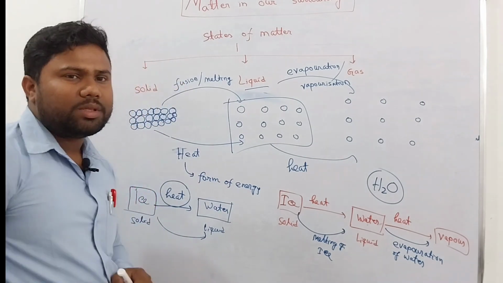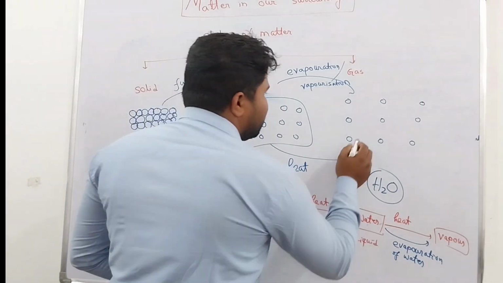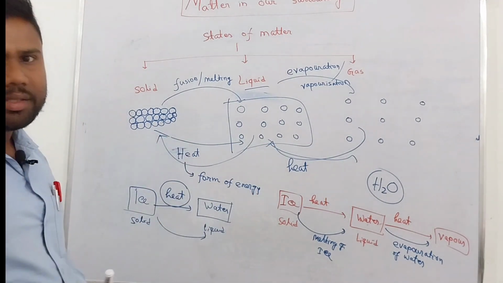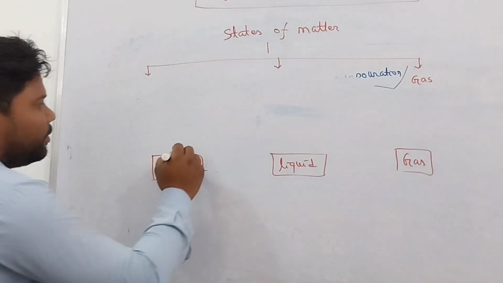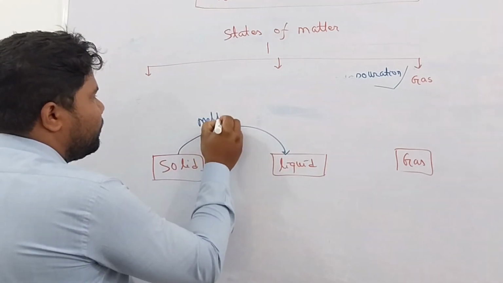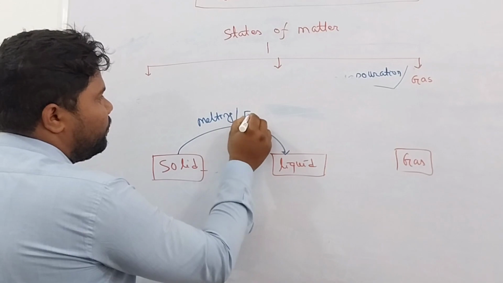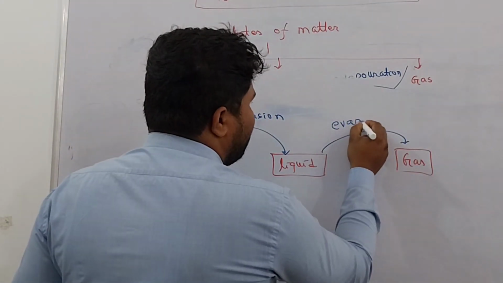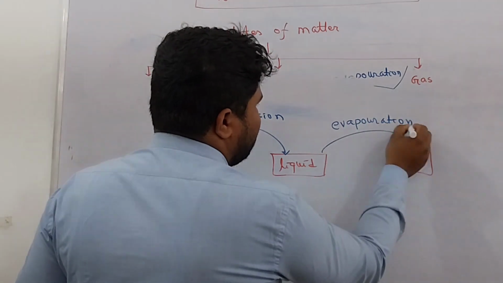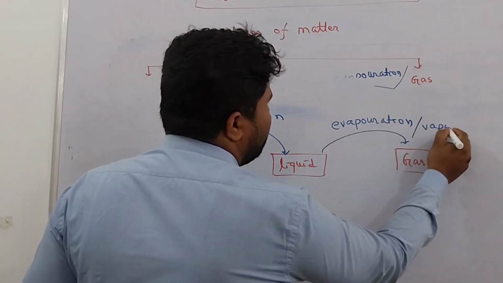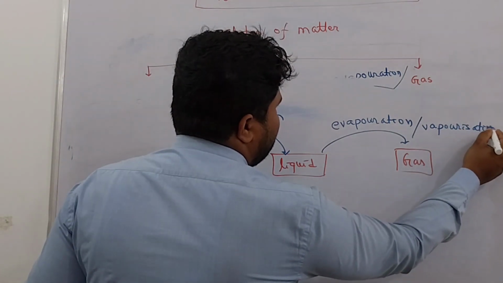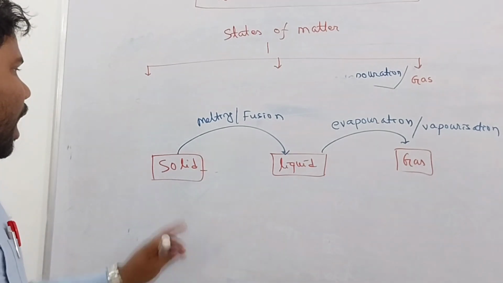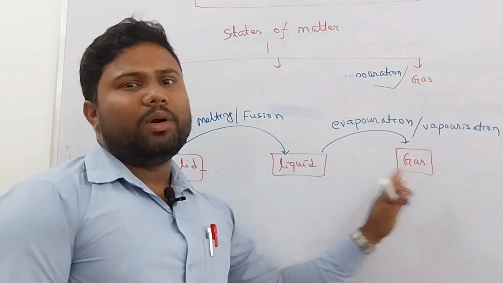Again, I would like to ask, can you change the gaseous state into liquid and liquid into solid? So, let's discuss. What is the name of this process? This is melting or fusion, and the name of this process is evaporation or vaporization. I have given the example also, ice to water, water to water vapor.